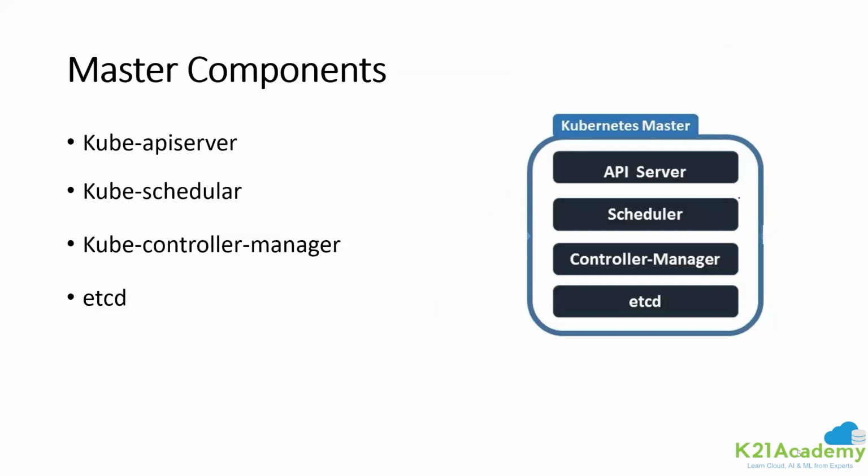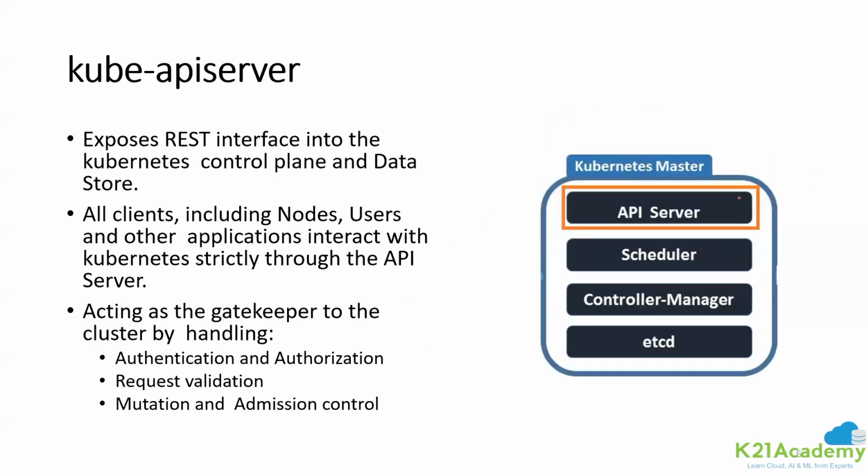So first, let's talk about what is the job of the kube API server, the kube scheduler, the kube controller manager and etcd. Let's explore the first component, that is the kube API server. The API server is the grand central station of the Kubernetes cluster. All communication between all components must go through the API server. It is a very important part of the Kubernetes cluster. If it is down, the whole Kubernetes cluster is down.